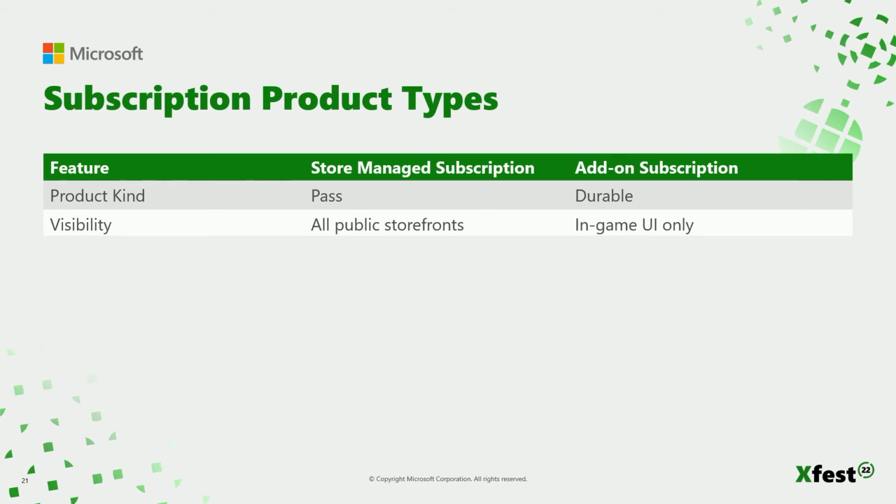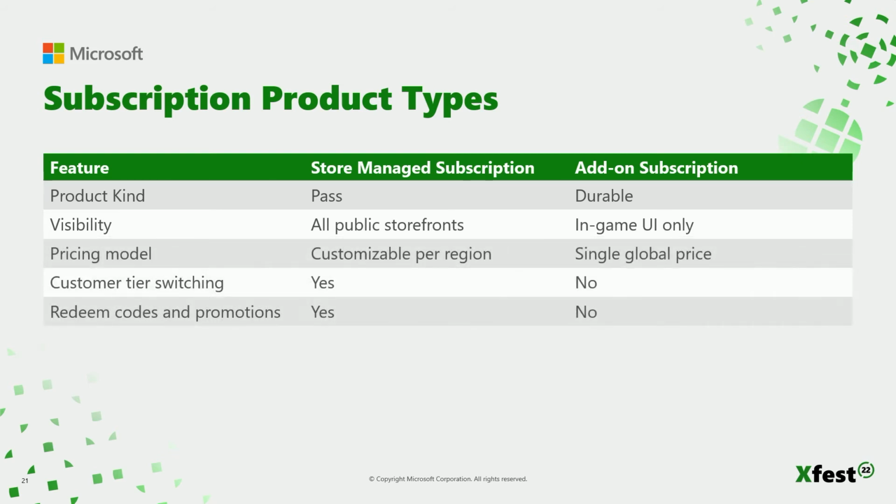Store-managed subscriptions are more visible and able to be showcased on the Xbox dashboard, the website store, and other locations. Add-on subscriptions, however, can only be visible and purchasable from within the game's UI. Store-managed subscriptions can also have different per-region pricing, are redeemable with 5x5 tokens, and allow users to switch between pricing tiers. Add-on subscriptions do not support these features.